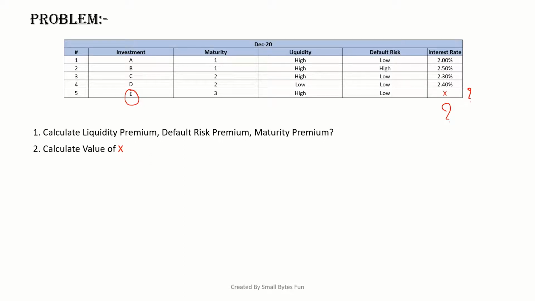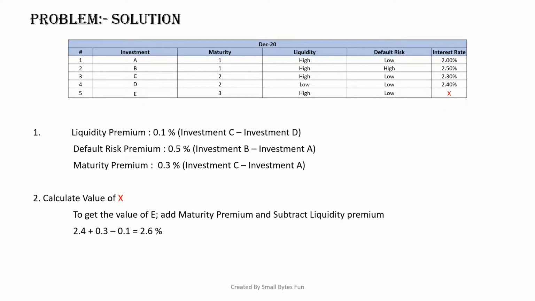So what the bank has done in this case is it has come up with a few investments to compare: investment A, B, C, D, and it is going to calculate the X, investment E. What is the interest rate that can be offered for investment E? So let us first calculate premiums. Okay, so first let's start with the liquidity premium.